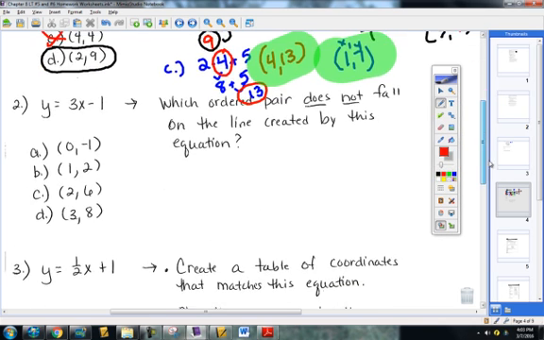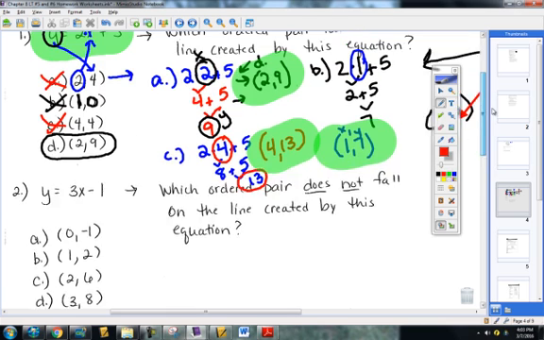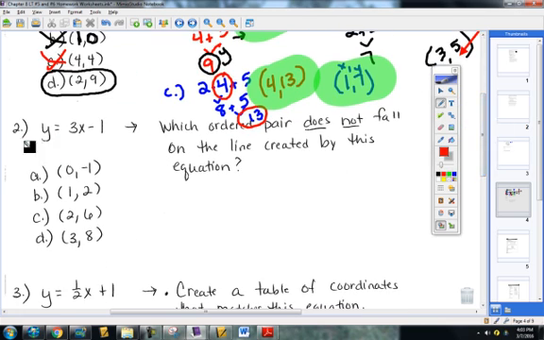All right, I would like you guys to, I want the video to be paused, and I would like you guys to try number 2 here. The only thing you need to know is we want to know which one does not fall. So remember, this is a line. It doesn't matter really what that line looks like. And if you knew how to graph that line, you could just graph it and then figure out if those points are on the line or not. But you don't know how to do that, so you've got to use the other skill, the one we just went over. So I'm going to go ahead and pause this and try it.